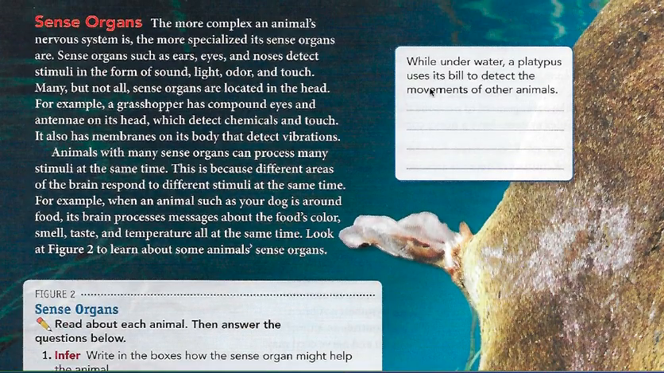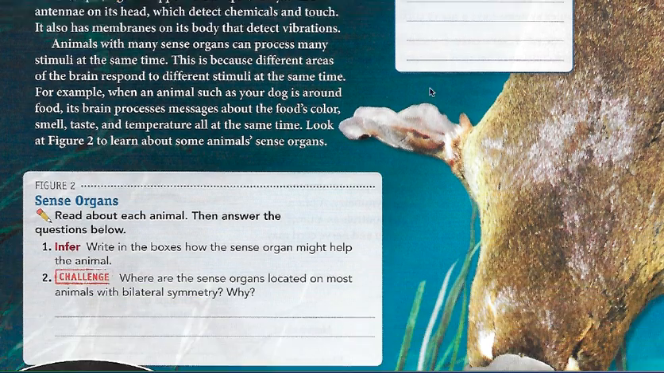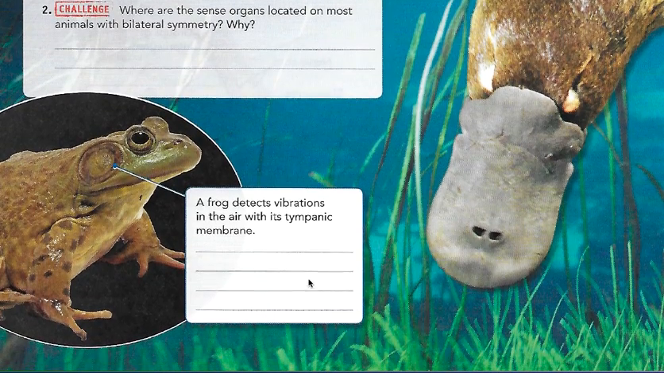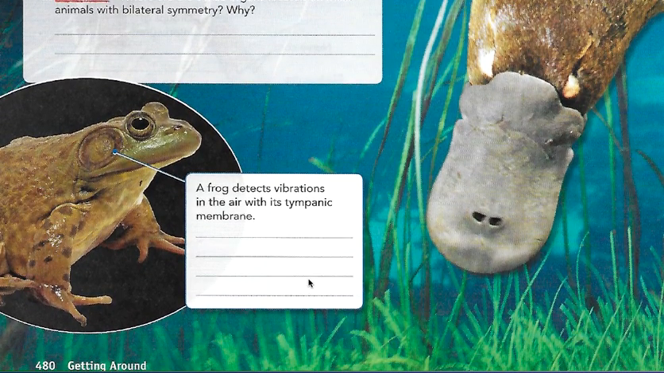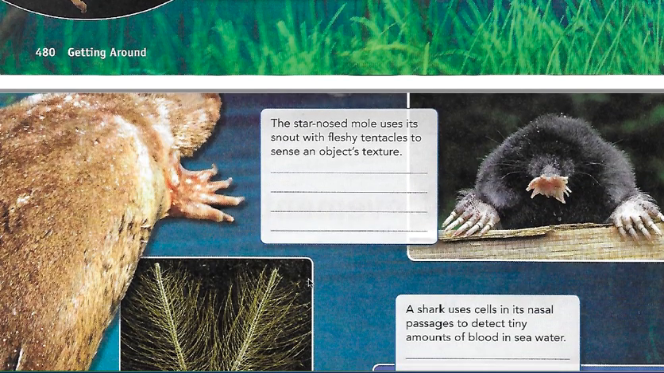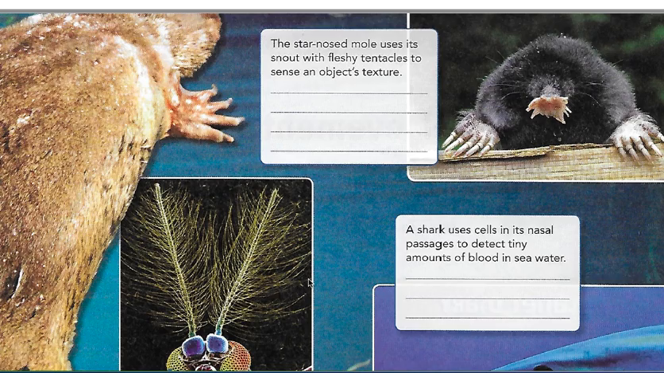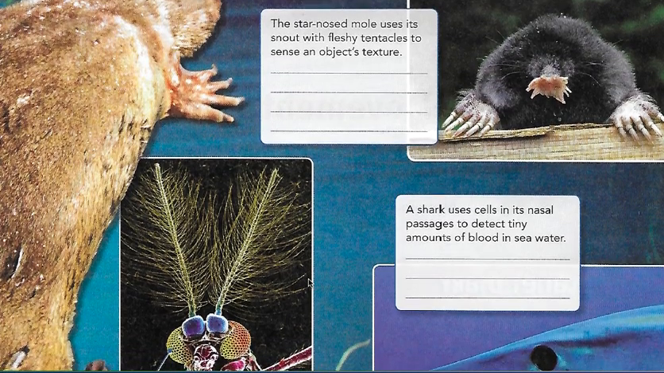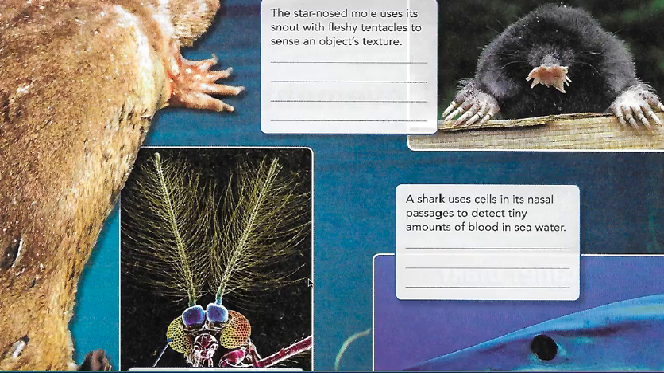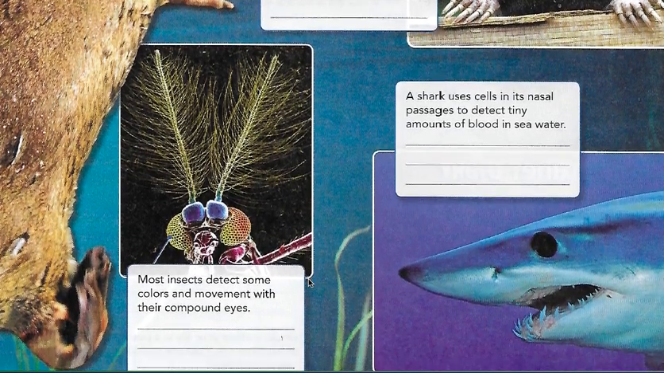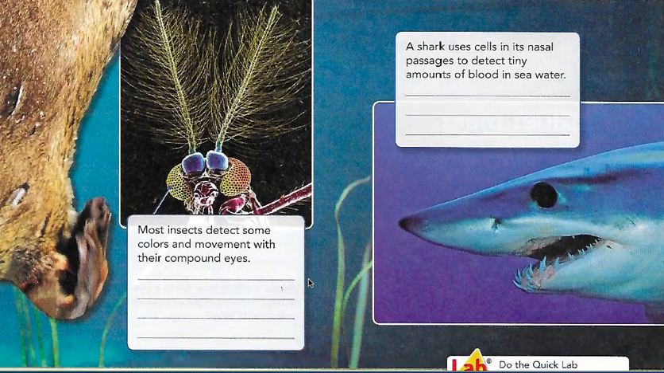While underwater, a platypus uses its bill to detect the movement of other animals. A frog detects vibrations in the air with its tympanic membrane. The star-nosed mole uses its snout with fleshy tentacles to sense an object's texture. A shark uses cells in the nasal passages to detect tiny amounts of blood in seawater. Most insects detect some colors and movement with their compound eyes.